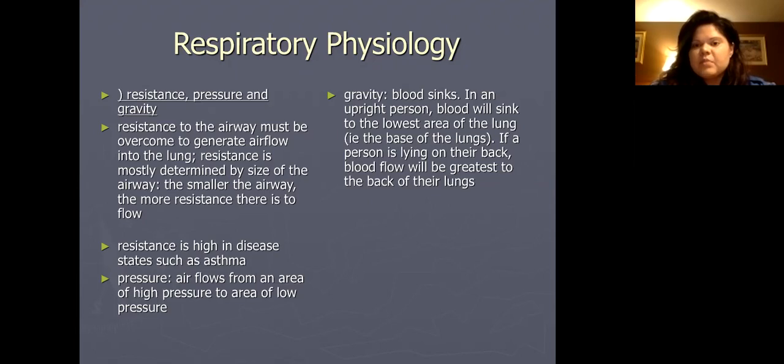And then gravity, blood will sink. In an upright person, blood will sink in the lowest area of the lung, so whenever they're sitting up, it should go all the way down. That doesn't only have to do with blood, it could also do with fluid. Whenever people have pneumonia or aspiration pneumonia, you want to tilt that head of the bed up a little bit so that we're keeping that down low and giving a chance for at least the top portion of the lungs, depending on how much fluid is in there, to have that exchange of oxygen so that they're still perfusing well while we attempt to get the fluid out if we can. If a person is lying on their back, blood flow will be the greatest to the back of their lungs.